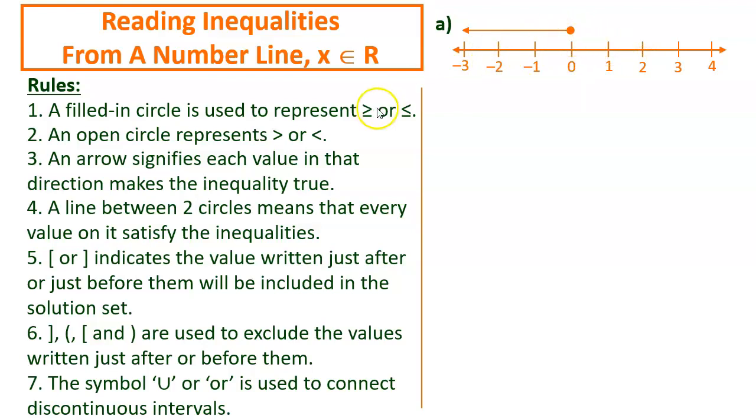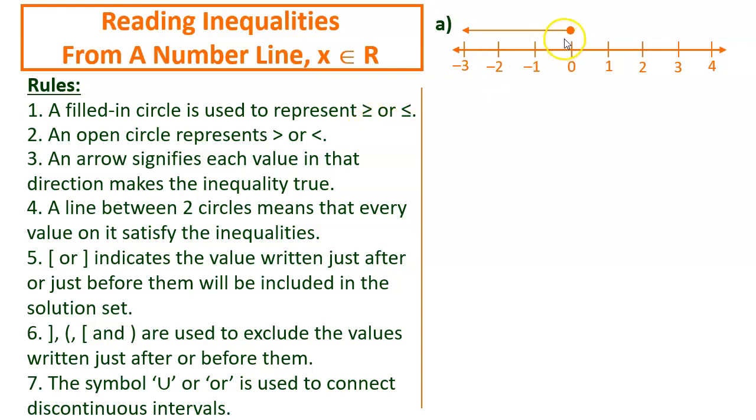The filled-in circle will be representing either the greater than or equal to sign or the less than or equal to sign, but which one should we be taking? We are seeing that the arrow is pointing towards the left. That means every number which is lying on the left side of 0 is less than 0. All are negative numbers. They are all less than 0. Therefore, we should be considering this less than or equal to, not greater than or equal to.